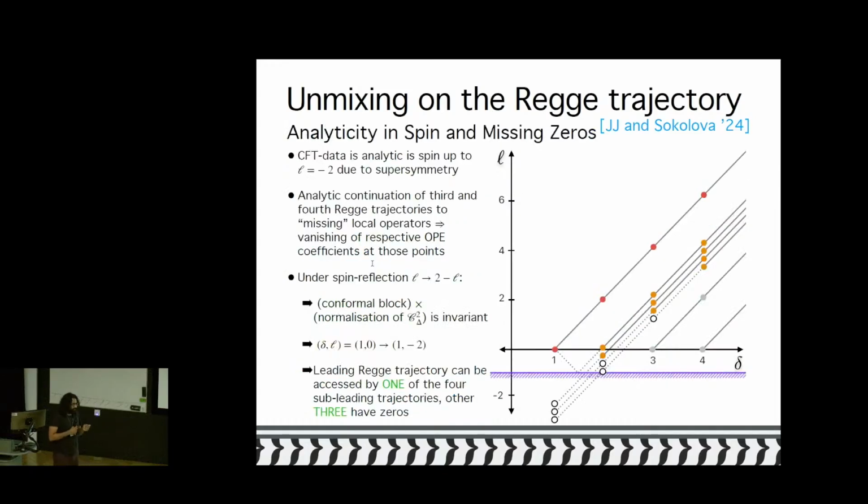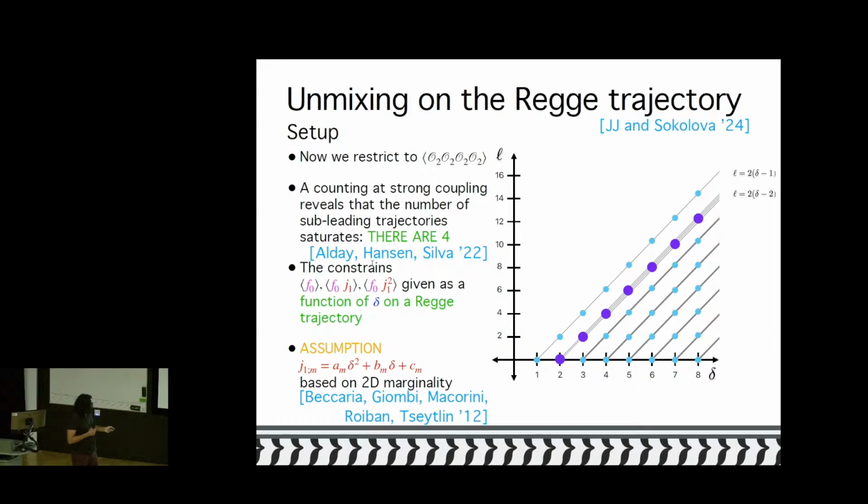We also had another piece of input. The other piece of input, again, I will spare you the technical details, but essentially, it comes from the fact that if you actually stare at the subleading Regge trajectories, you will see that some Regge trajectories vanish at some point. But then you can always ask the question, what if I continue the Regge trajectories below the point that they vanish? And this gives you some more constraints on OP data.